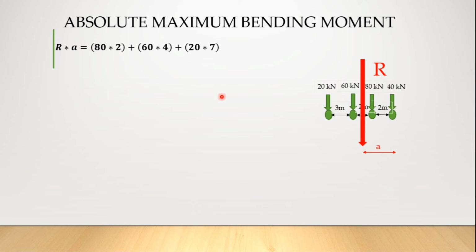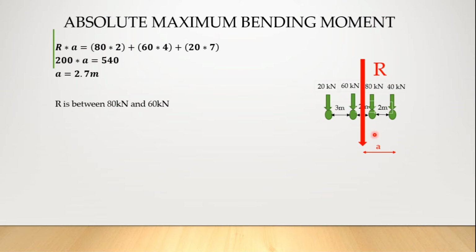So for that we will use Varignon's theorem. Varignon's theorem states that the moment of resultant about any point is equal to the sum of moments of forces about this point. So about this point the moment of resultant is R into a, equal to the sum of moments of forces about this point. 40 kilonewton has 0 distance, so it will not create any moment about this point. 80 into 20, plus 60 into 4, plus 20 into 7. When you solve this equation, you substitute the value of R, which is 200, and you will get a equal to 2.7 meter.